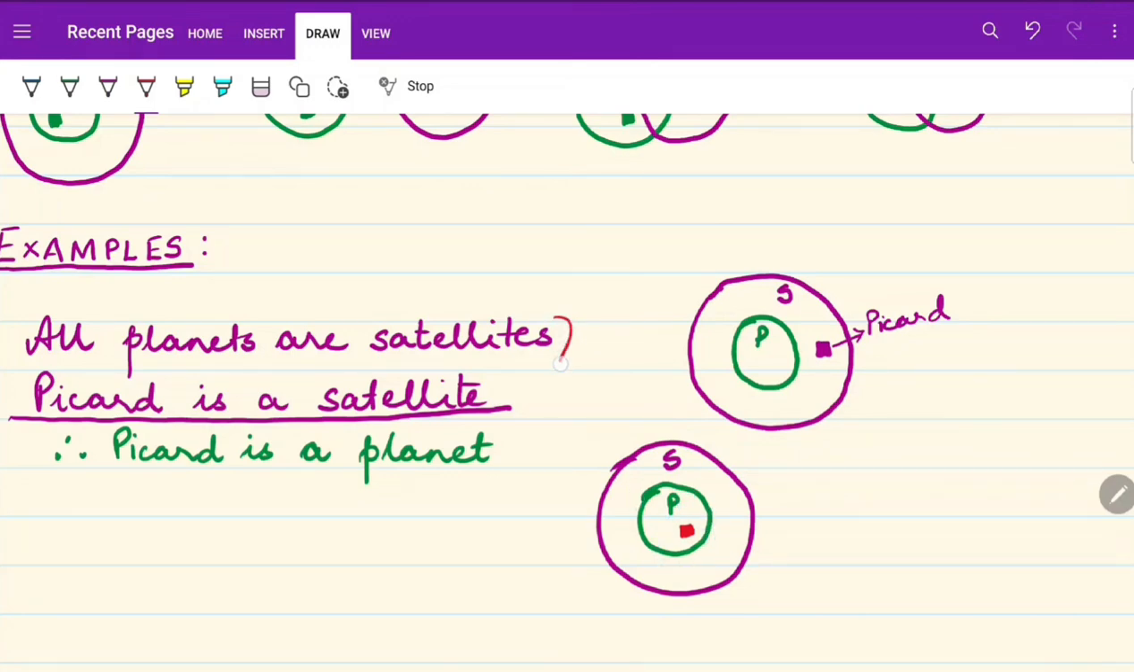However, the premises, all right, this picture, which is based on the premises, shows that Picard is within the circle of satellites, but not within the circle of planets, correct? So these two diagrams do not match, all right? No match. Therefore, the conclusion should be that the argument is a fallacy. It's an invalid argument, also a fallacy, all right?